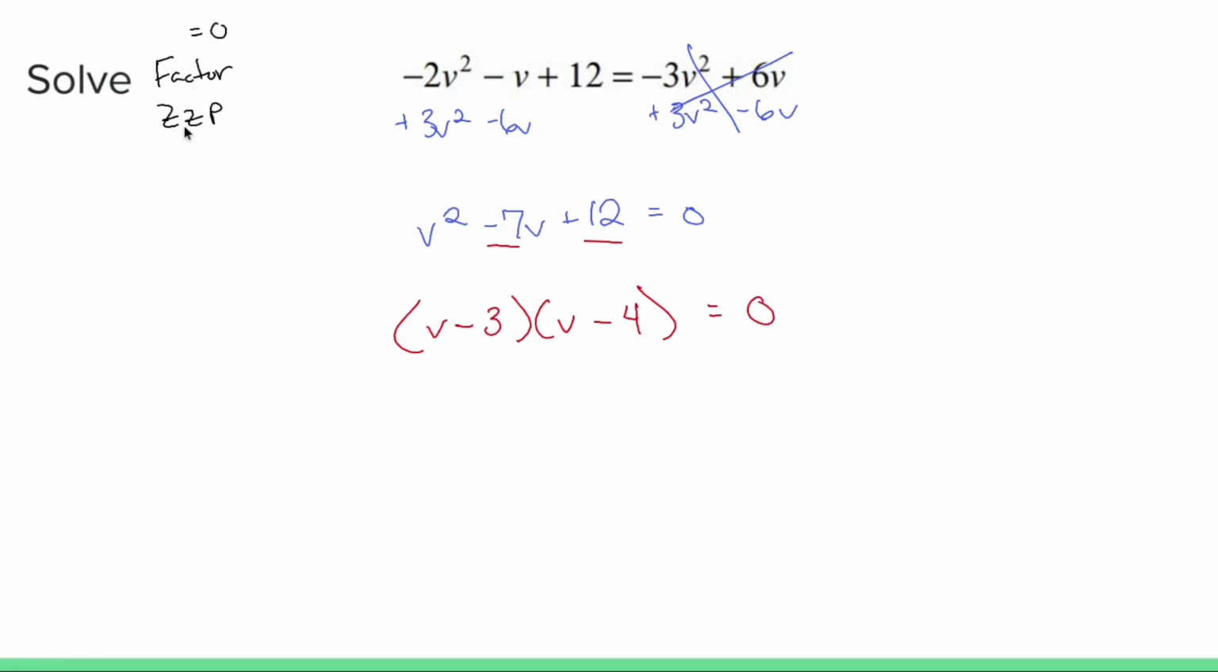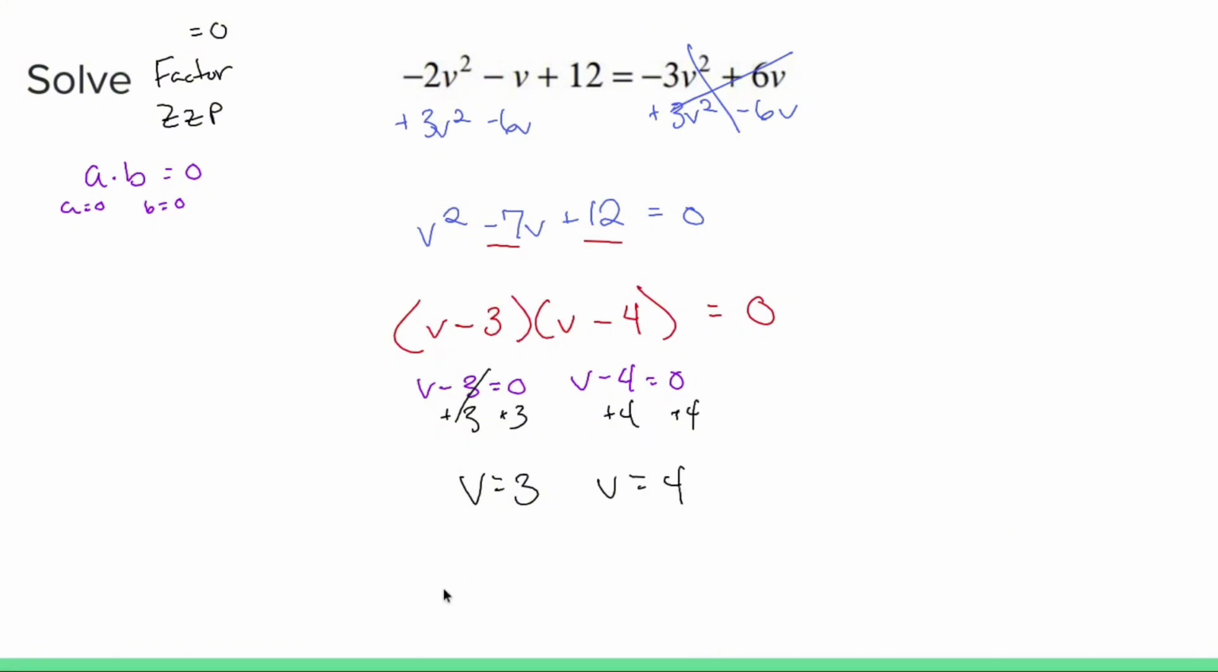Now that I have it factored, I'm going to apply the zero product property. The zero product property says that if I have something times something equals 0, you set each something equal to 0. So v − 3 = 0, v − 4 = 0. Then you solve each one. Add 3 to both sides, v equals 3. Add 4 to both sides, v equals 4. And we have two potential answers, 3 and 4.